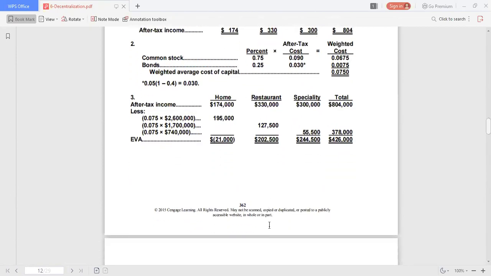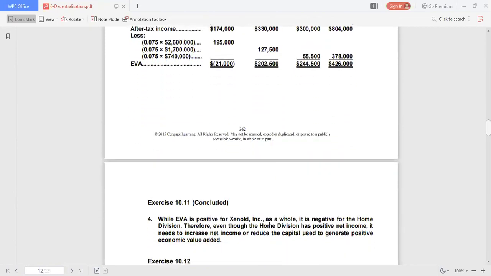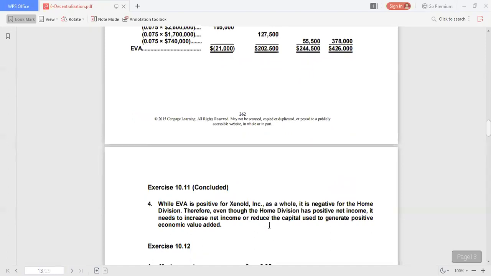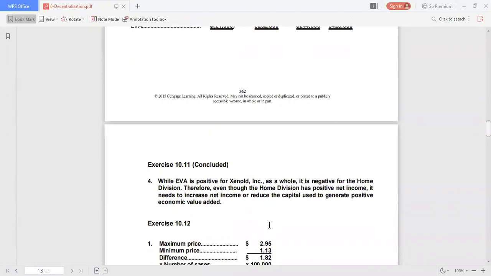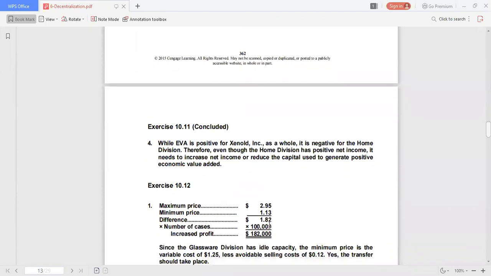So what are now your comments with regards to number 4? While EVA is positive for Senold Incorporated as a whole, now you have positive EVA. It's negative for the home division. It's 21,000. Therefore, even though the home division has positive net income, it needs to increase net income and reduce the capital used to generate positive economic value added. Now that's for number 11.